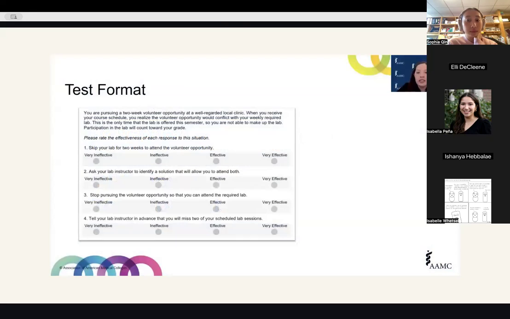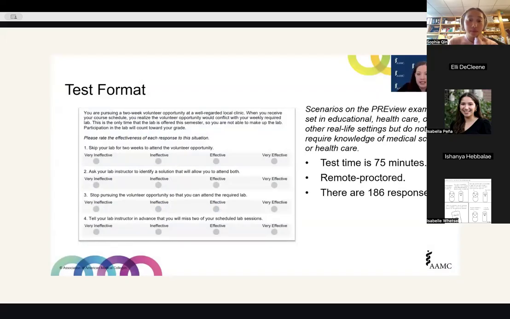Using the preview exam, we assess these competencies through a series of scenarios and responses. You have 75 minutes to complete the exam, which will be remote proctored. You will provide 186 responses to the scenarios, which each present a situation, a conflict, or dilemma that medical students may encounter during medical school. The responses present the examinee with possible actions someone might take in response to this scenario. Your task as the test taker is to evaluate each response's level of effectiveness using a 4-point effectiveness scale. You are asked not to rate them based on what you would do personally, but how effectively the responses presented address the situation.